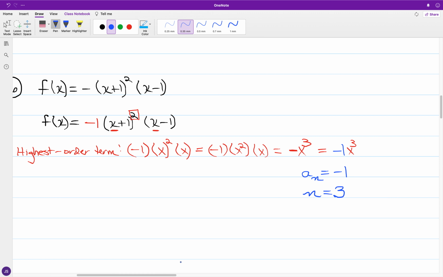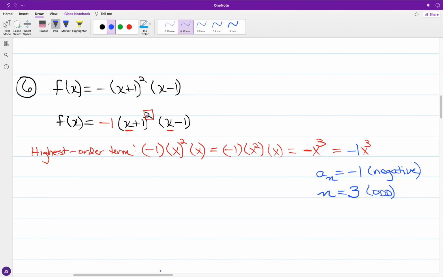So from the leading coefficient, that is negative. And with 3, the power of the highest order term, and thus of the whole function, is going to be odd. So again, a of n is negative, and n is odd.